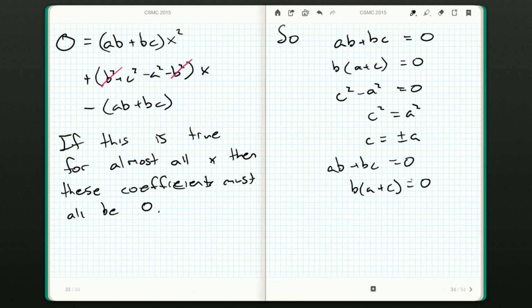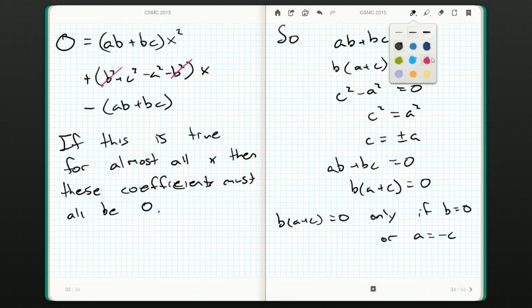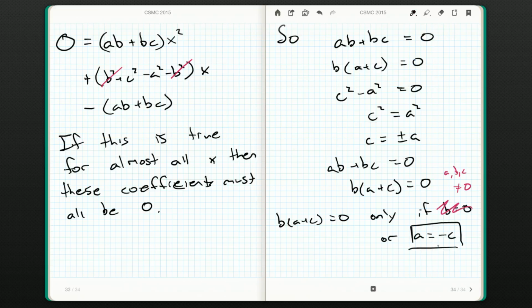Okay. So what can we get? What could make the first equation, and by extension the second equation, 0? So that occurs only if B equals 0 or A is equal to negative C. But of course, this one's not allowed. A, B, and C, none of them are equal to 0. Non-zero real numbers. So B can't be equal to 0, so that's not going to work. So the only choice we have is A is equal to negative C.